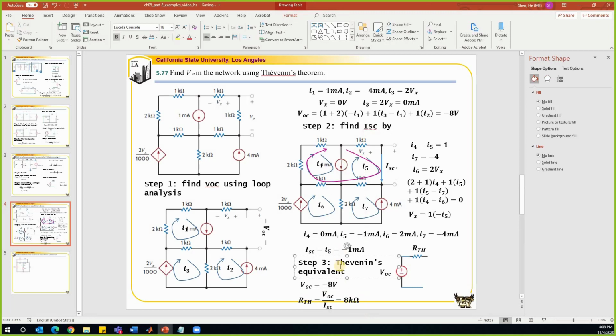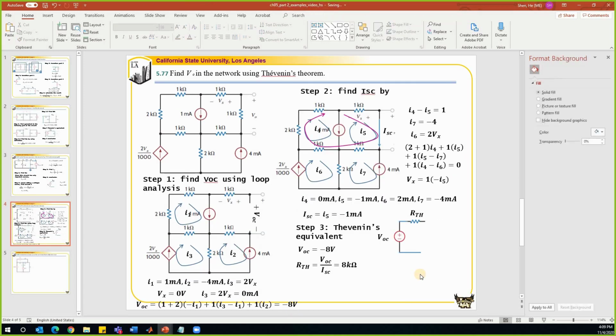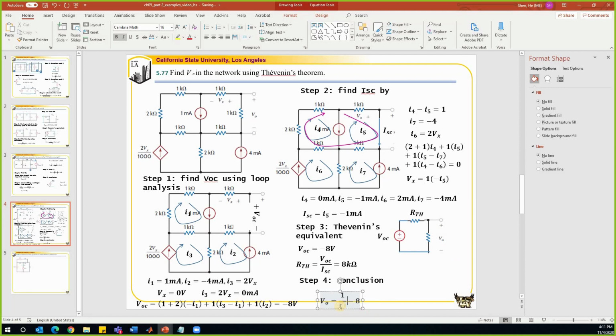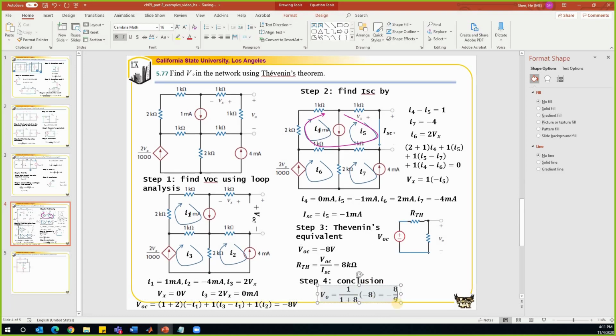So step 4, we're going to put this circuit together and we'll find VO. Alright, so I made a little bit of space. I need to add the resistor back into the circuit so that I can find VO. Step 4, find the conclusion. We find VO by using voltage division, which is the resistor 1 over total resistance, 1 plus RTH. RTH is 8 times the voltage. The voltage VOC is equal to negative 8. So we find the answer to be negative 8 over 9 volt.